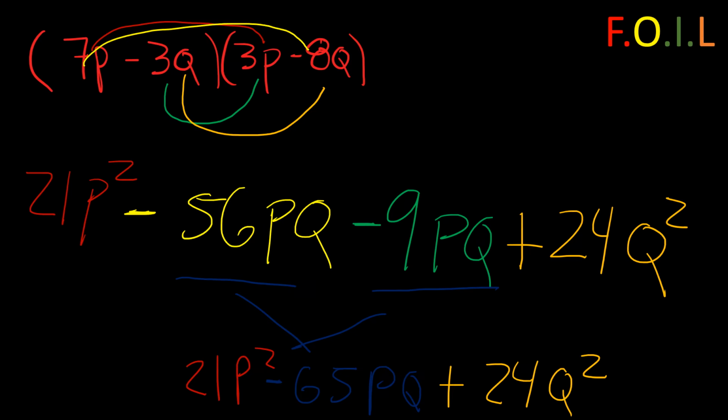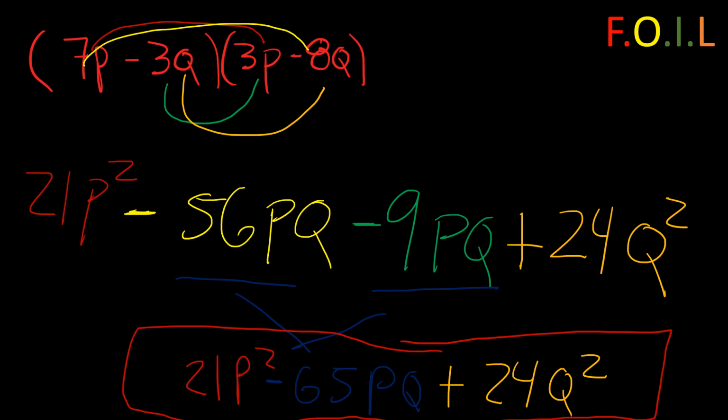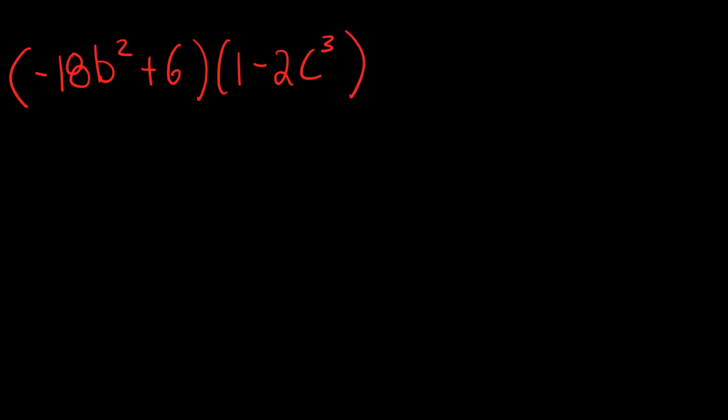21p squared. So this would be our answer. 21p squared minus 65pq plus 24q squared. Let's do another problem.